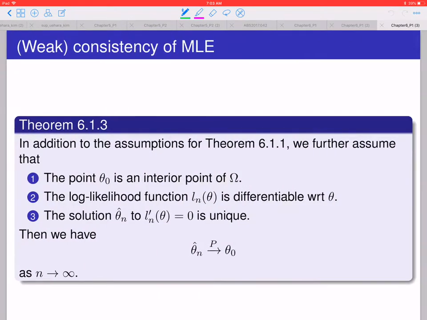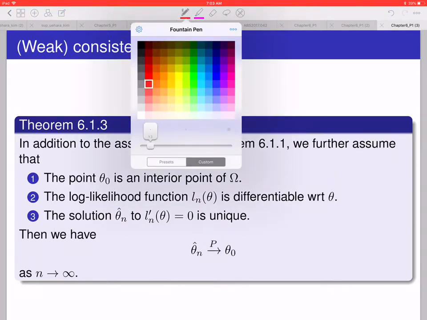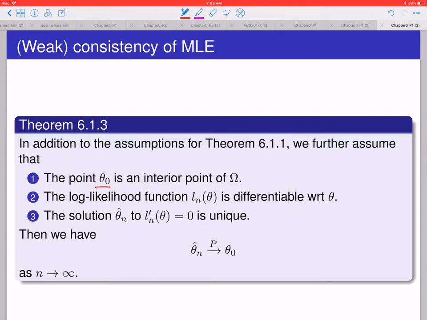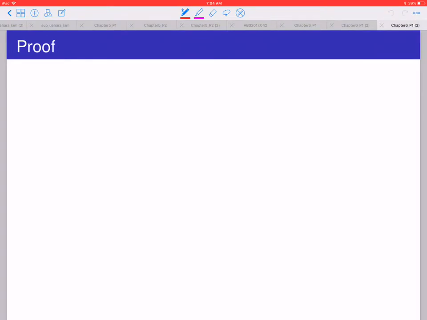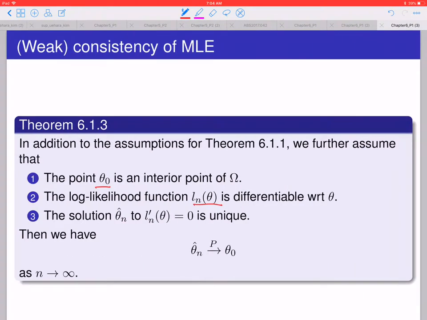And so here's the formal theorem, and the theorem is that we have an interior point, okay, differentiable, and the solution is unique. So it's kind of stronger than necessary, but this makes life easy. So what is the meaning of this?